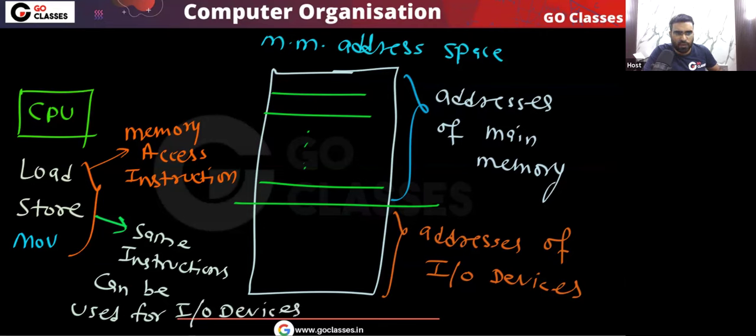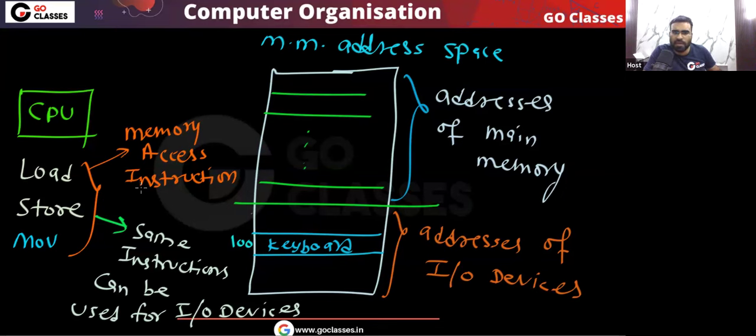For example, if I want to read an IO device, let's assume this is some input device, maybe a keyboard. Keyboard is an input device, right? Let's assume the address is 100. Now you tell me, if I want to read from the keyboard, what instruction can the CPU execute? The CPU can execute load 100. Yes or no? Load 100.